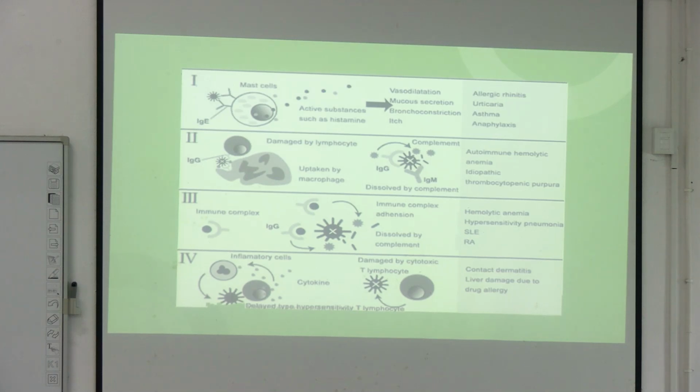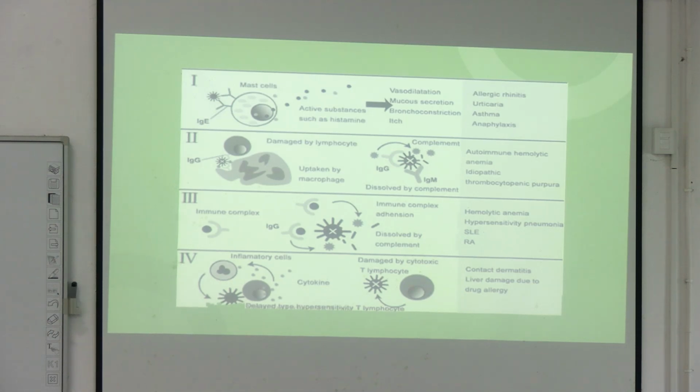So type 3 hypersensitivity reaction is an antigen antibody complex deposition reaction, and the classic examples are Arthus reaction, serum sickness, and SLE, systemic lupus erythematosus, that is an immune complex mediated disease. Okay, so the culprit there is the immune complex composed of antigen and antibody both.